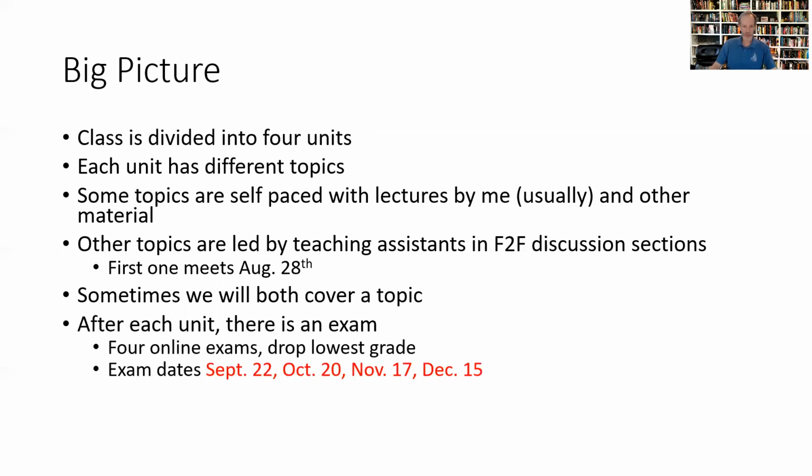After each unit, there's an exam. So there's 4 online exams, and we're going to drop the lowest grade. These are the exam dates: September 22nd, October 20th, November 17th, December 15th. And these show up on Canvas. If you look under the assignments tab, you'll see that. They'll show up in a couple different places. So 4 online exams. They're non-cumulative and they follow the unit. So at the end of each unit, there's a test, and then you can drop your lowest. And each test is worth 25%.